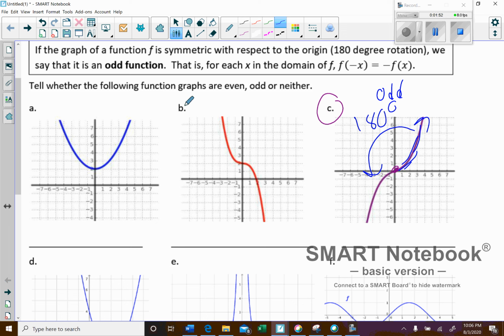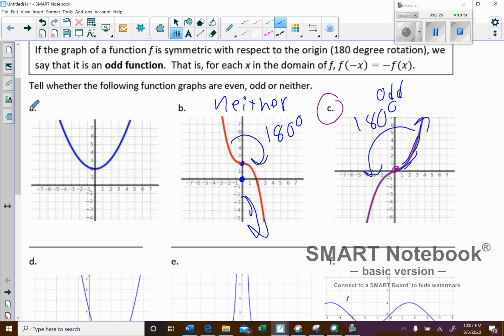Now, if you look at B, you'd be thinking, well, that looks pretty similar. If I were to rotate that 180 degrees, that would be right here. And that's true. The only problem is if you rotate that 180 degrees about the origin, that would end up down here, right? So that's why B is actually in the neither category, because it doesn't take place at the center of the graph.